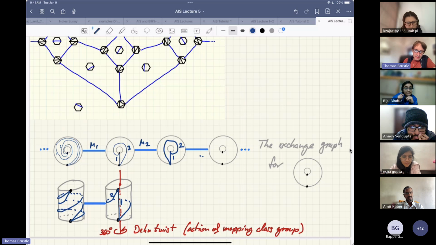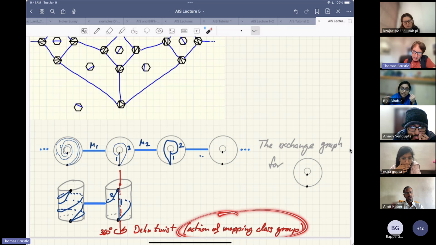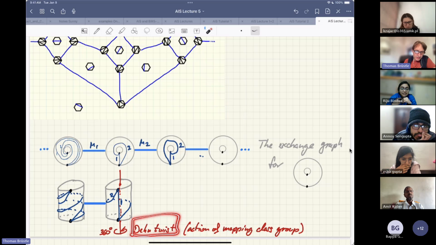Now there's a general theory of how you can act on those marked surfaces. There's something called a mapping class group which acts on such a marked surface, and you can always cut such a cylinder and apply a 360-degree rotation. This is called a Dehn twist, and then glue it back together again. And this is kind of what we do under the action of that arc 2 here.